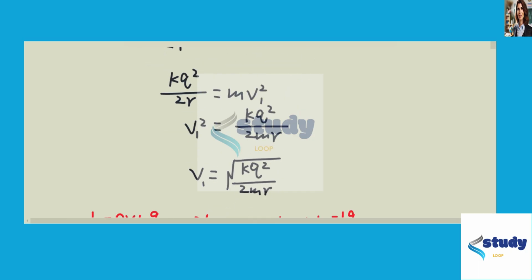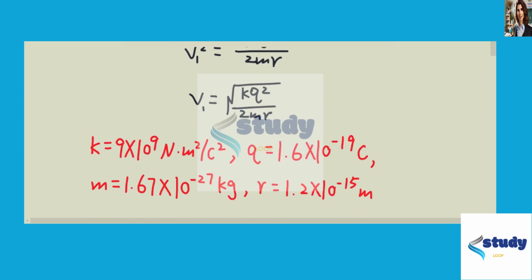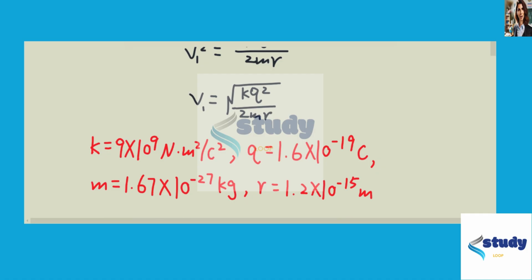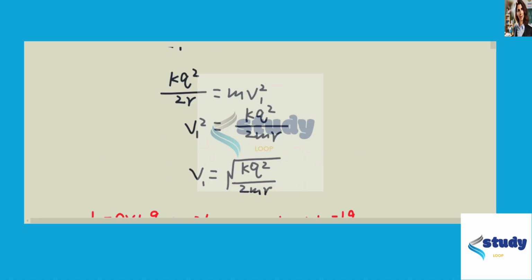The reason it's 2 times 1/2 mv1 squared is because there are two particles, and each particle has a kinetic energy of 1/2 mv1 squared. m is the mass of the proton, and v1 is the speed of the proton. So if we do some rearrangement, we eventually have v1 equal to the square root of kq squared over 2mr, where k is the Coulomb constant.